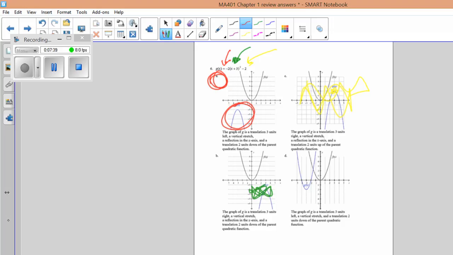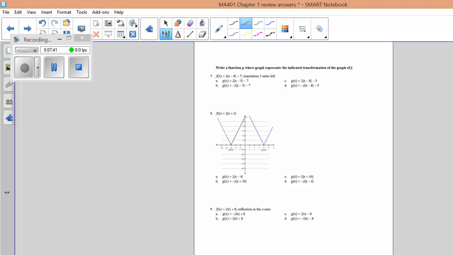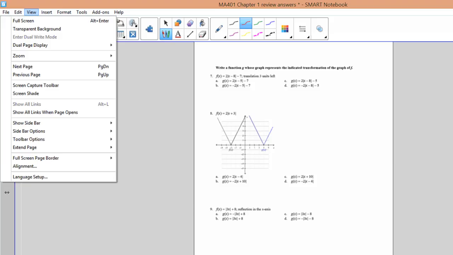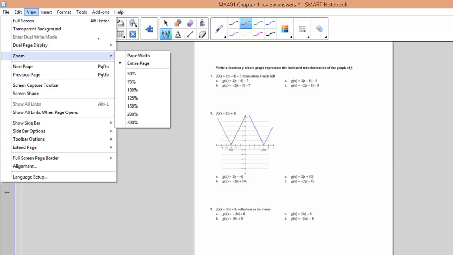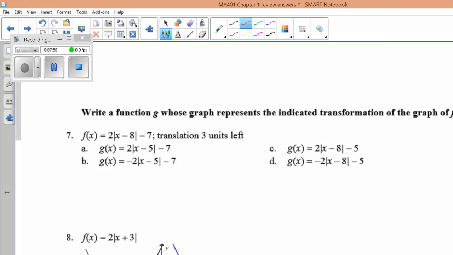Okay, let's move on. Alright, it says write a function g whose graph represents the indicated transformation. They want us to translate this 3 units to the left. 3 units to the left. Okay, it is actually pretty small for me here, so I'm going to change it. Aha, fantastic. Left would be on the inside.